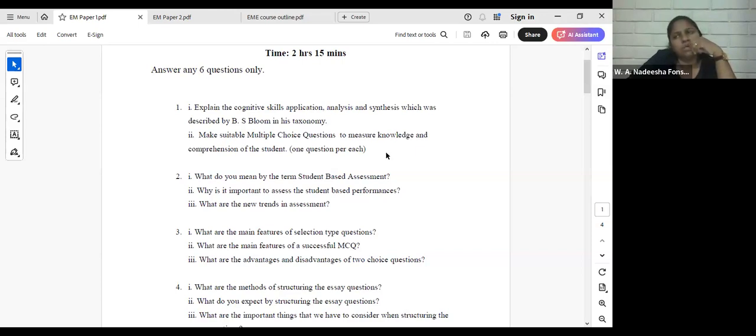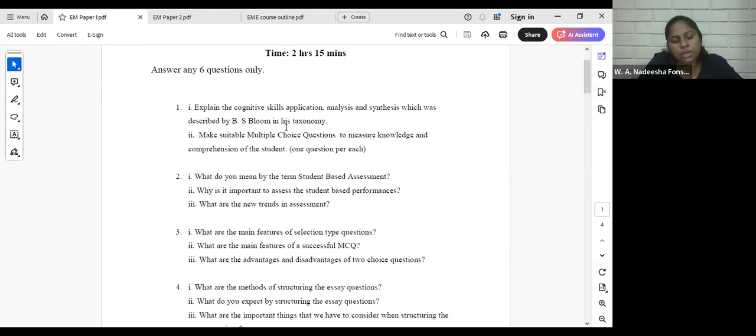Actually, the number of words, for this type of question, explain the cognitive skills, application, analysis, and synthesis, you don't need to write the words within one paper. But the thing is, the idea should be there. It means you have to explain what is application with example. Better to give the example, whether they ask or not. That's enough. Application, analysis, synthesis.